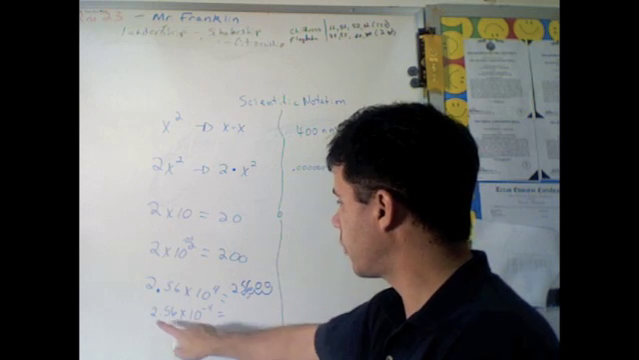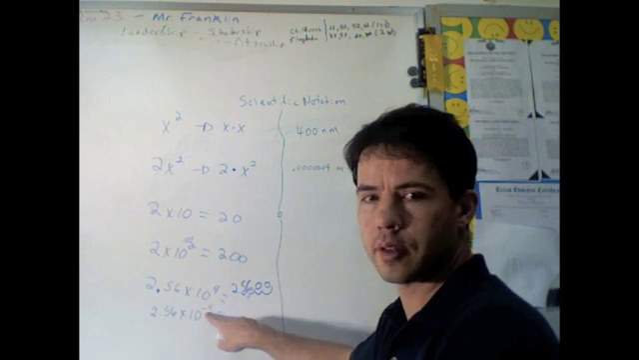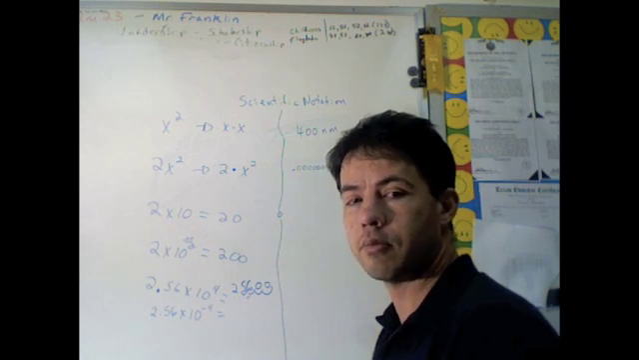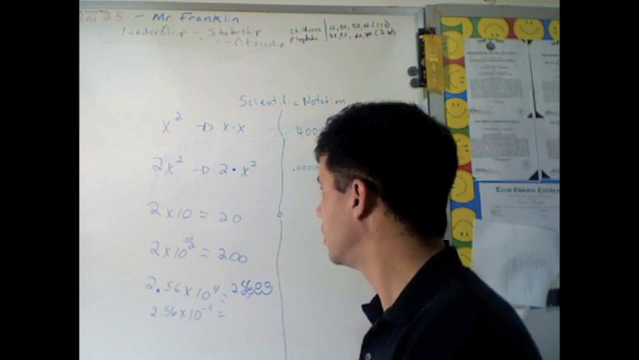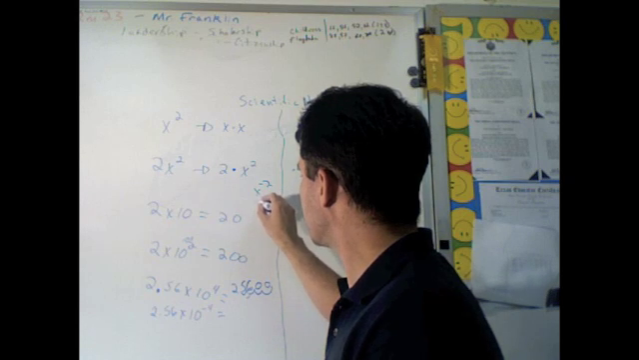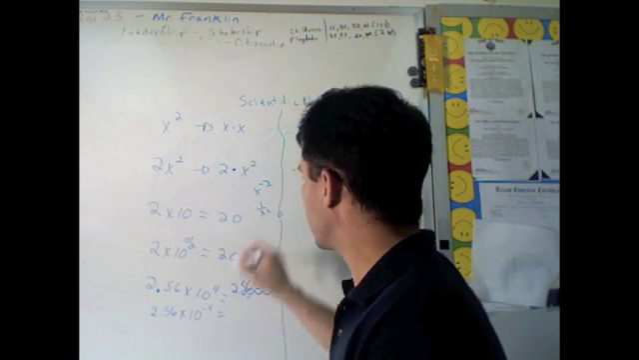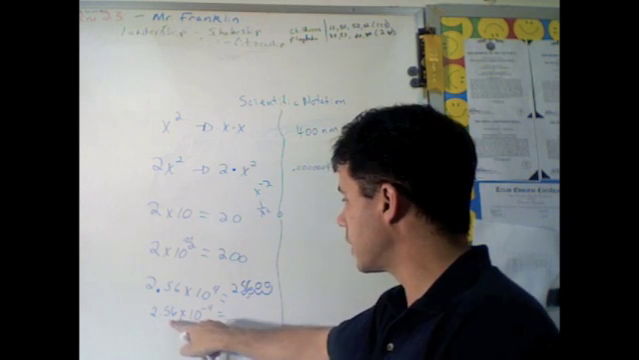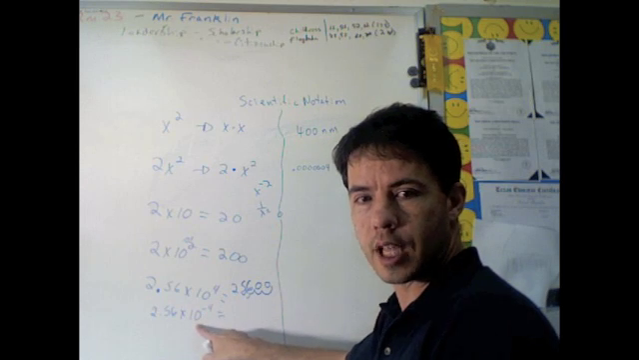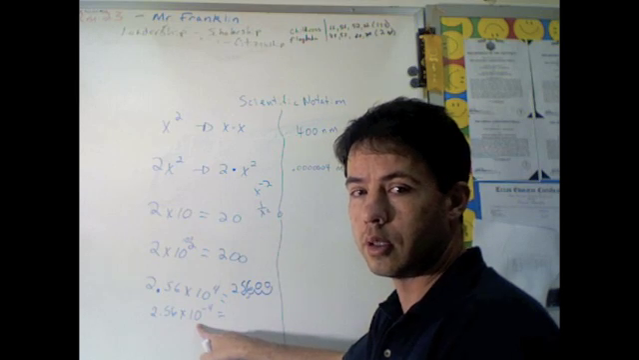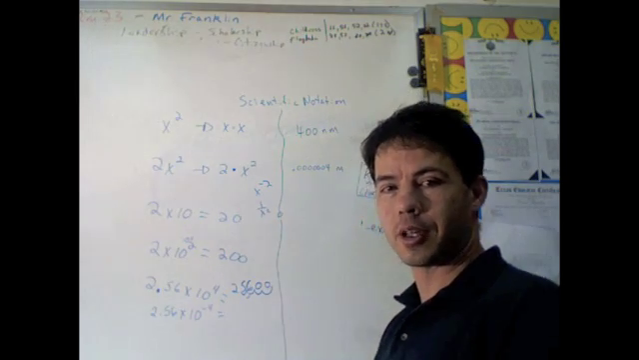Okay? Now what if we had the same number but it was times 10 to the negative 4th? Negative exponents is the same as dividing by the positive exponent. So x to the negative 2 is the same as 1 over x squared. So 2.56 times 10 to the negative 4th is the same as dividing by 10 to the positive 4. But there's a shortcut to this so you don't get confused.